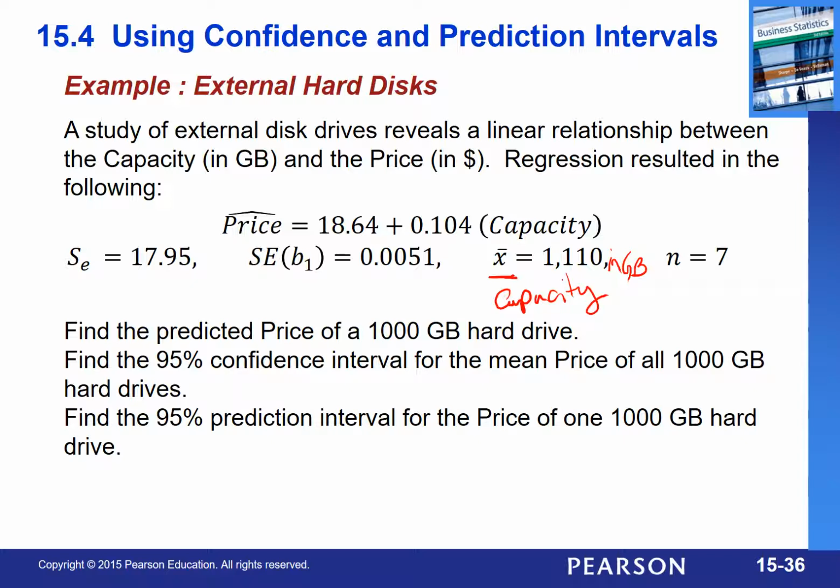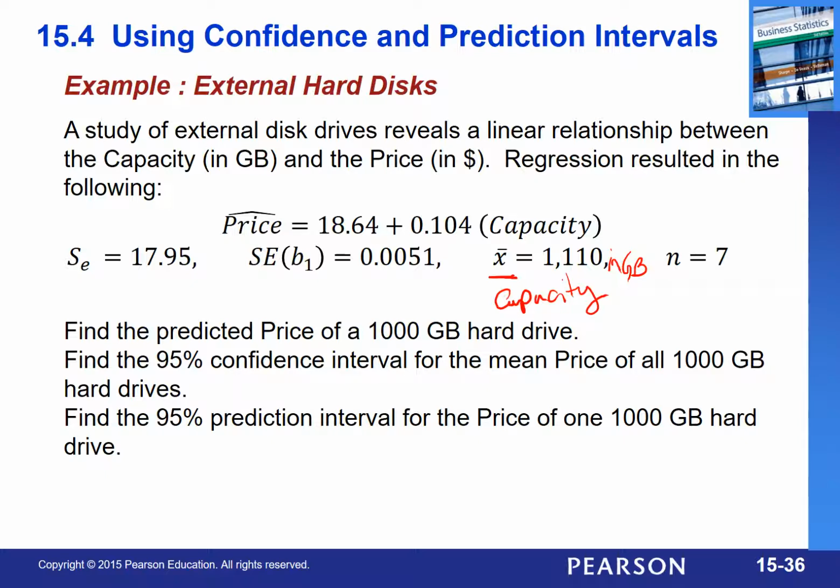Okay, so let's look at another example, and we're going to actually physically calculate these now that we know how to use and interpret them, which is what the last example was about. Okay, so we're going to look at external hard disks and their price based on their capacity. This is some interesting data, especially since historically price tends to go down over time as capacity increases. If you've ever bought an external hard drive or any type of hard drive in the last year or so, it's much cheaper than it was 5-10 years ago.